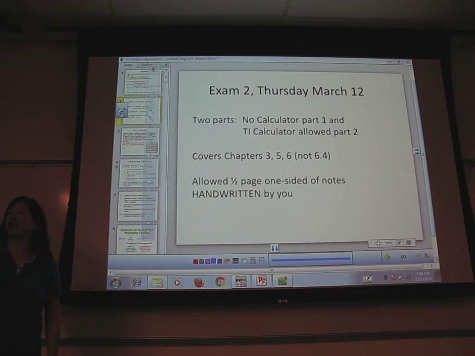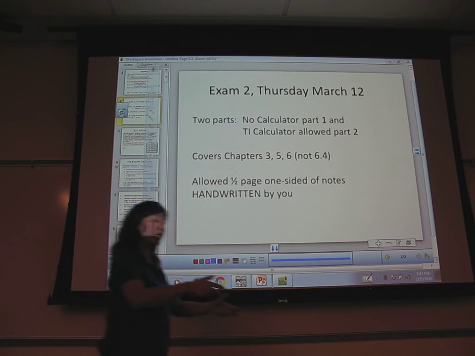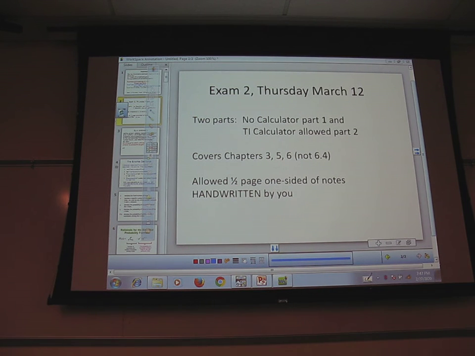Who has a basic calculator? Who needs a basic calculator? Let's do it that way. Who doesn't have one and will need to borrow one? Because I do have a stash of like 20. I go to the dollar store every time and buy a whole bunch of pink $1 calculators, so I have like 24 now, I think. All right, so I can bring calculators for that. The second part, you will need a TI-83 or 84. Absolutely, for part two, you will have to have one. So you will get the first part, it'll take you like 10 to 25 minutes to do that first part.